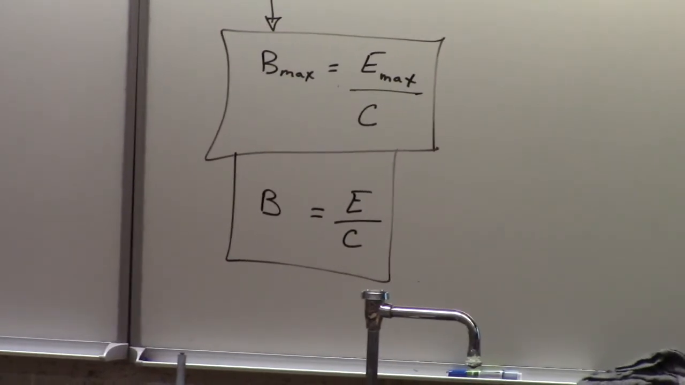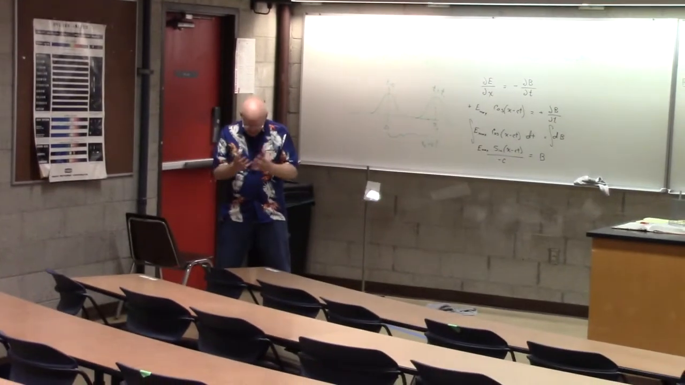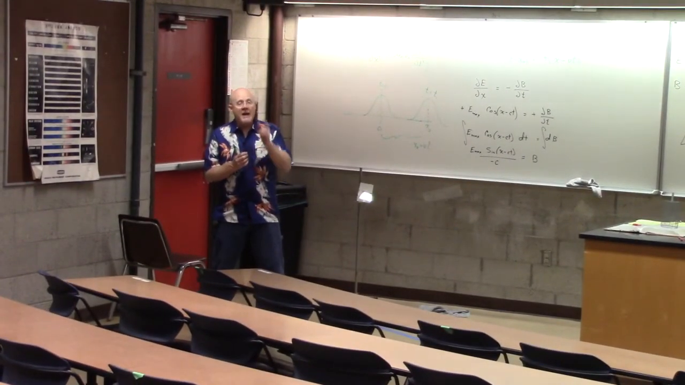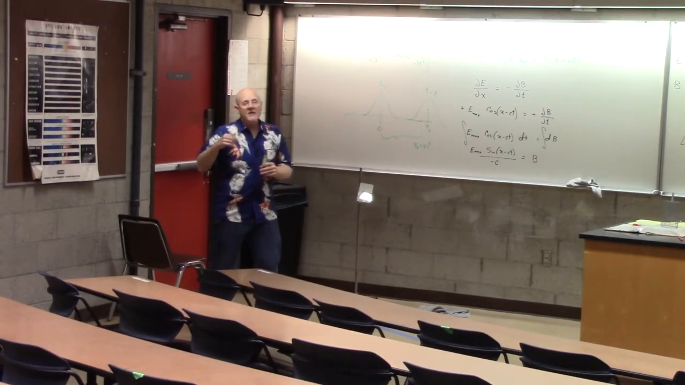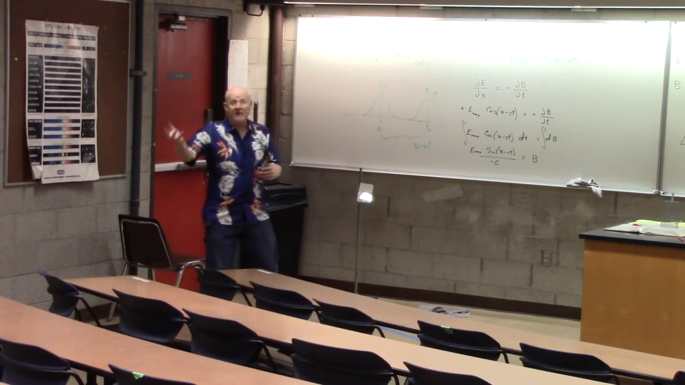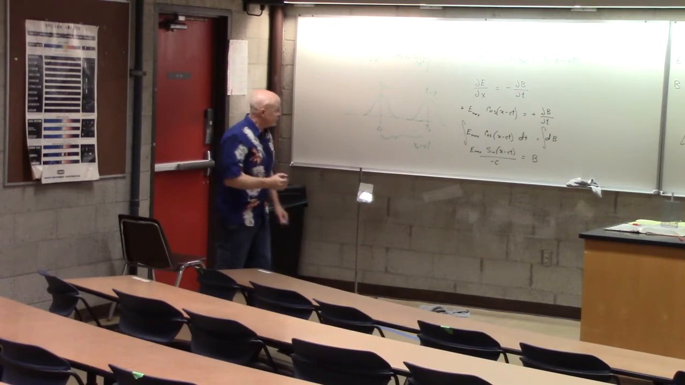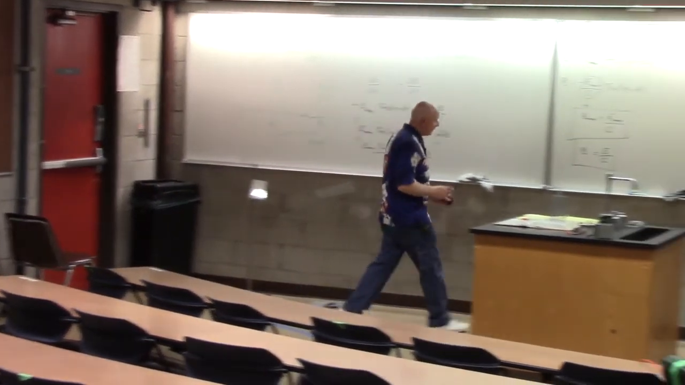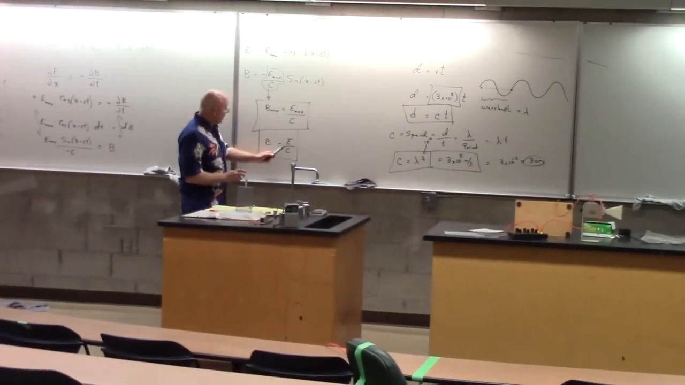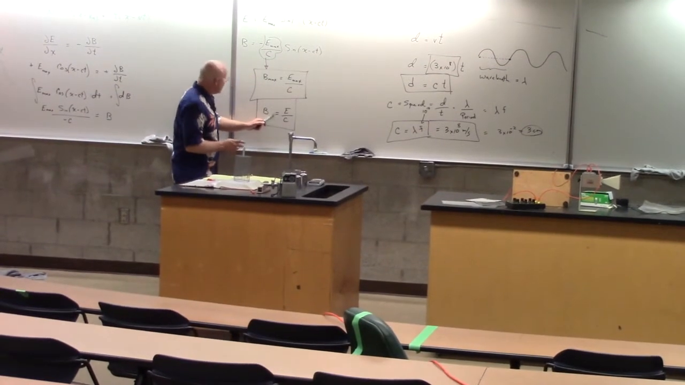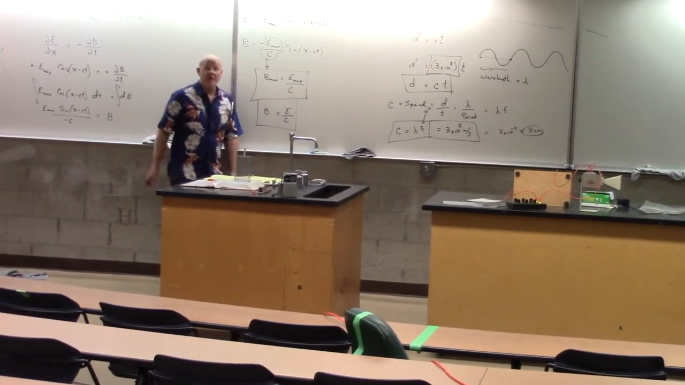So if I were to come over to here and say, okay, what is the magnetic field when the electric field is, say, 7 volts per meter? If I told you the electric field was 7 volts per meter, I'd go, okay, well, if the electric field is 7 volts per meter, if I divide that by the speed of light, that would give me the strength of the magnetic field.